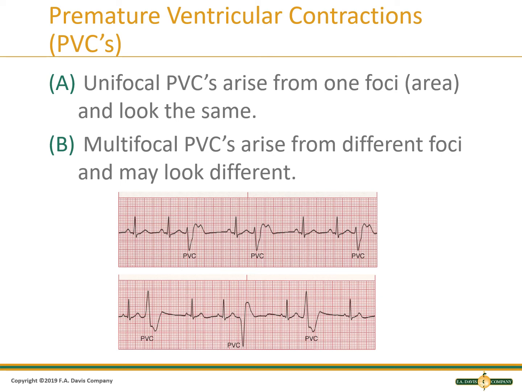Remember the electrical pathway? We have the SA node, the AV node, bundle of His or atrioventricular bundle, left and right bundle branches, and the Purkinje fibers. This results in a wide, greater than 0.10 seconds, bizarre QRS complex on the ECG. Use of caffeine or alcohol, anxiety, hypokalemia, cardiomyopathy, ischemia, and MI are common causes of PVCs.